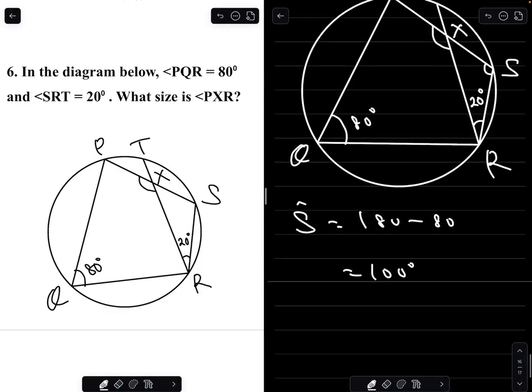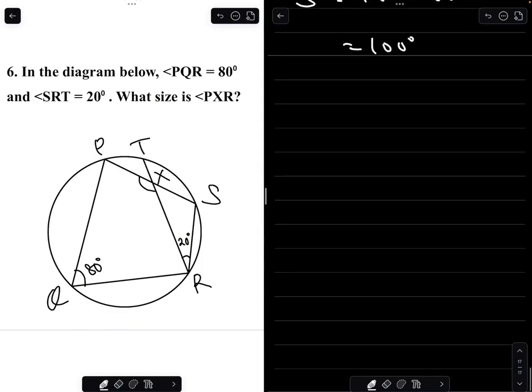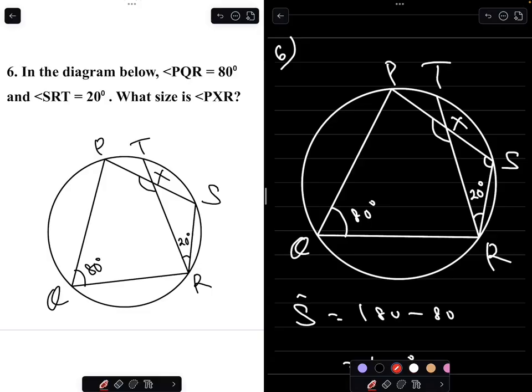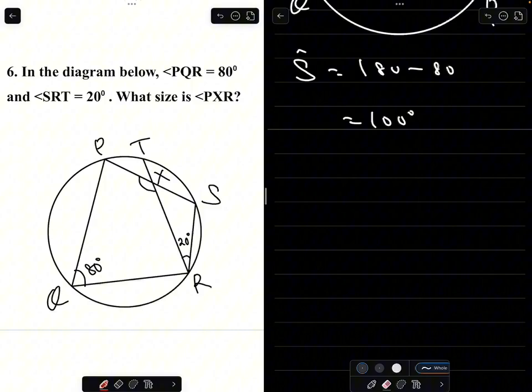Let me bring out that triangle. This is a triangle. I'm bringing out triangle SXR. And this is what it looks like. Triangle SXR looks like this.